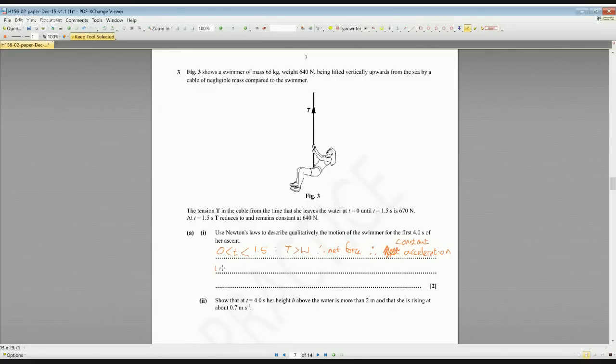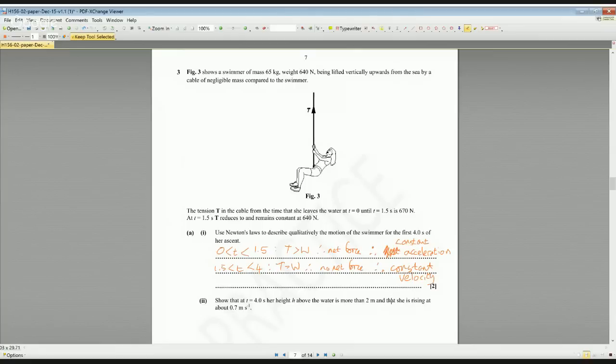For t between 1.5 and 4 seconds, so that's the rest of the journey, we know that the tension and the weight are both 640 newtons. So the tension is equal to the weight. So there is no net force. Therefore, there is zero acceleration, which means we have a constant velocity.